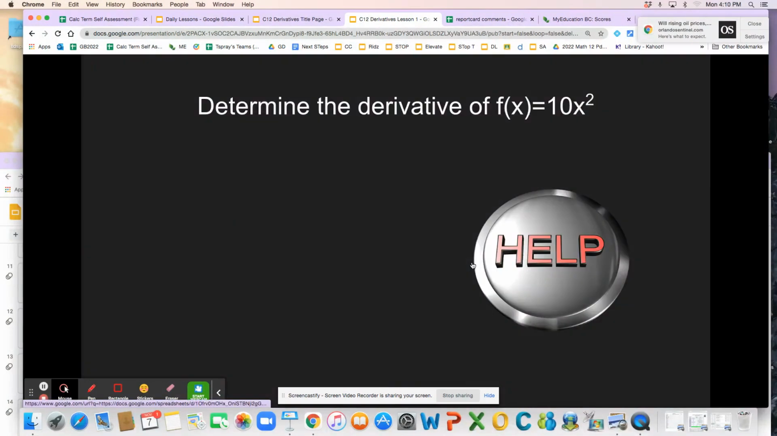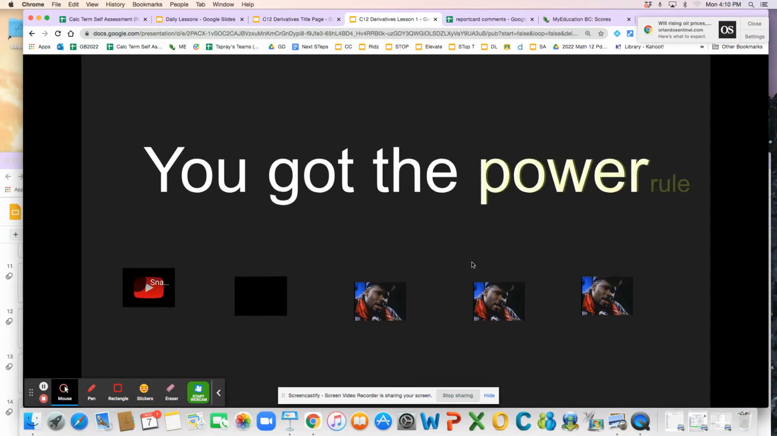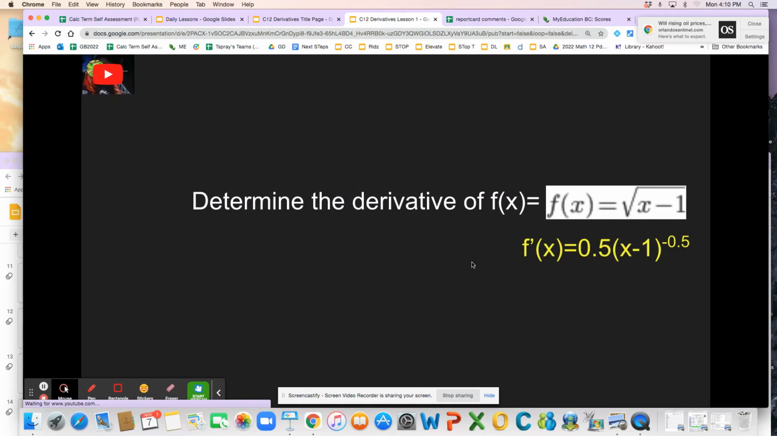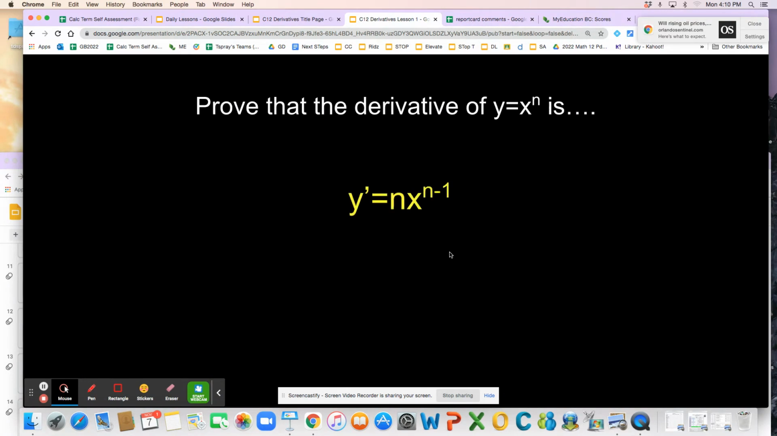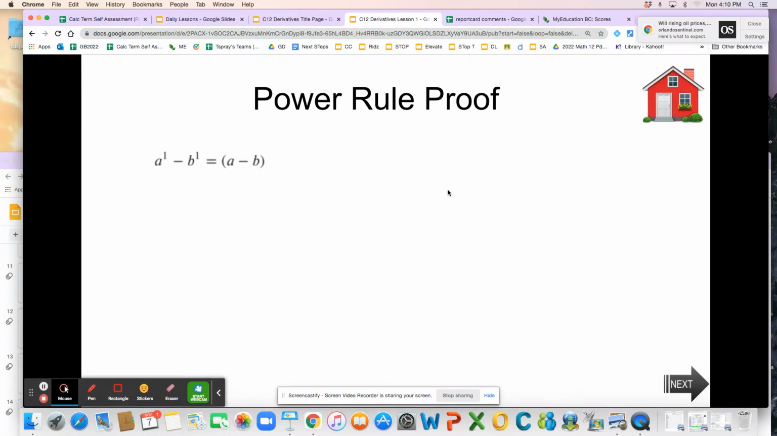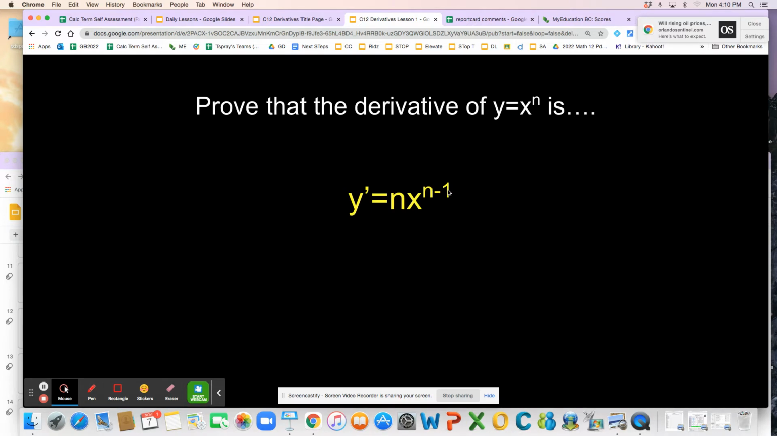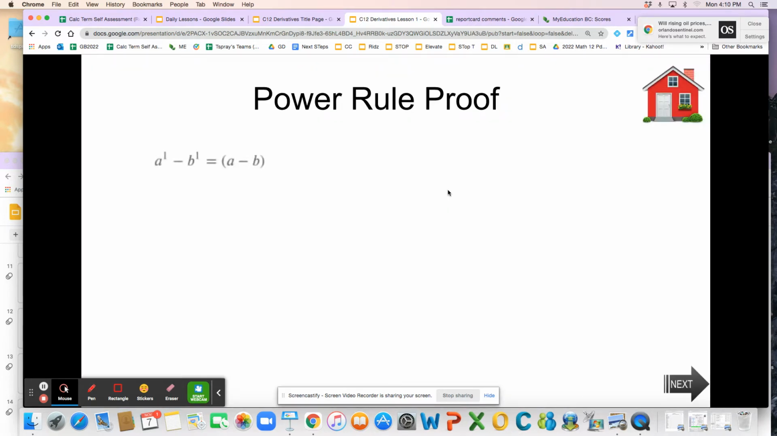I'll skip these ones. This is called the power rule, and I'm going to walk you through it here. If you have a function y equals x to the power of n, the derivative is n times x to the n minus 1, which you've seen in numerous places. What I'm going to do now is prove to you that this is in fact true. So let's see how you do with this proof.